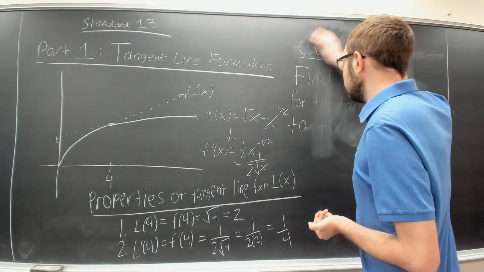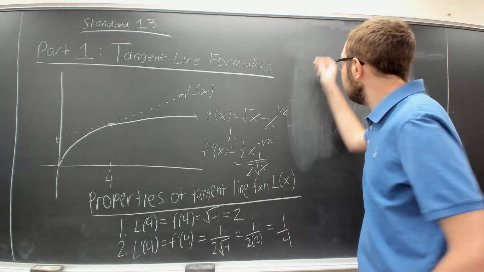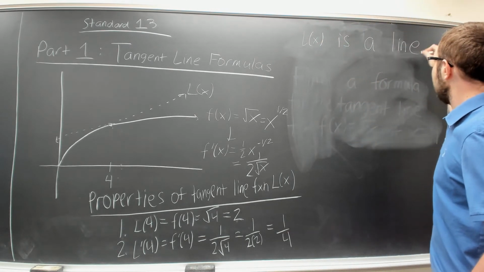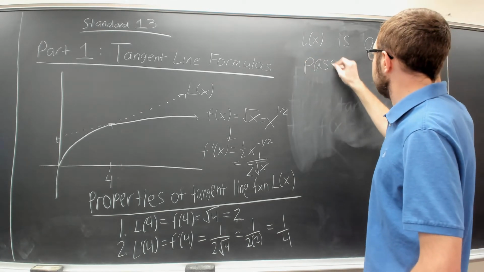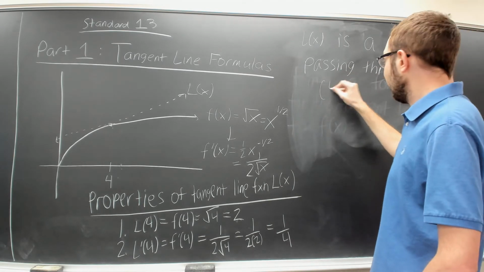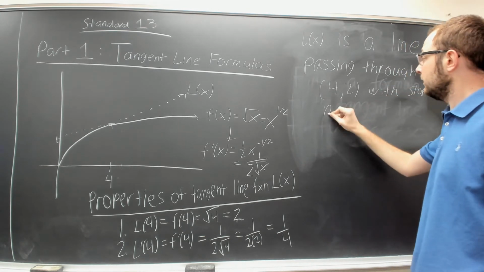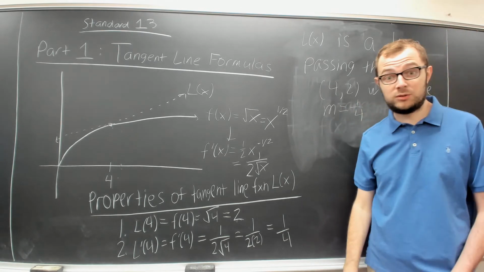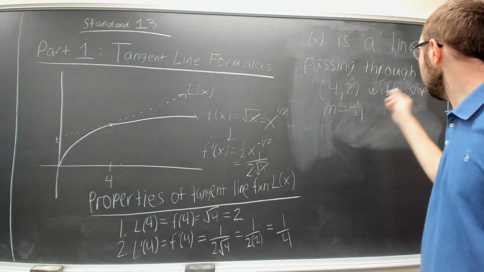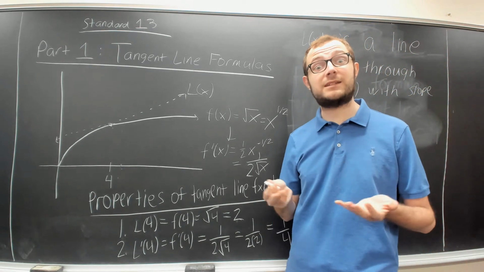And so now what we're going to do is use this information to find the formula for our line. So L of x, we now know, is going to be a line passing through the point (4, 2) with slope m equal to 1/4. So what can we do with that information? Well, if we know a point on our line and we know the slope of our line, we can use the point-slope formula to find an equation for our line.